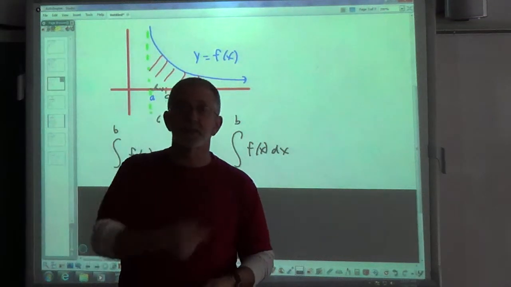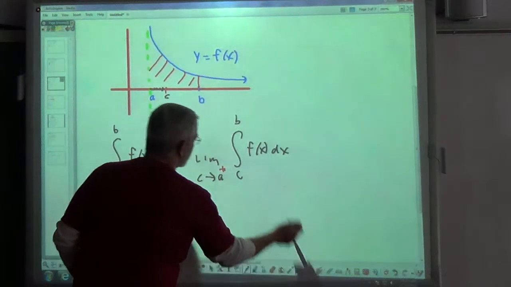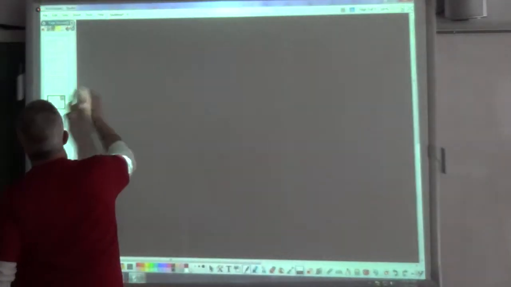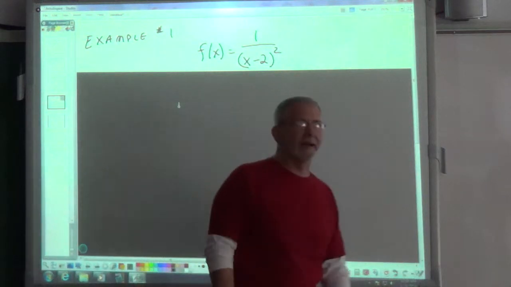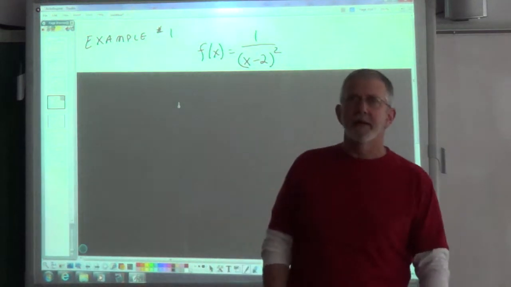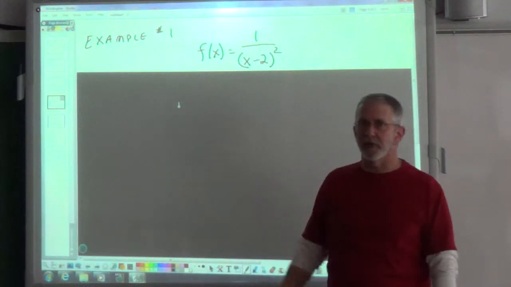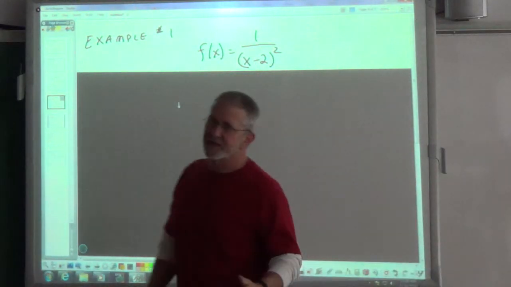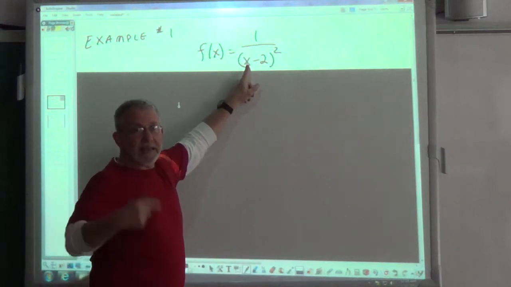Enough of this theory, let's do an example. Example number 1. Let's talk about the function f of x equals 1 over quantity x minus 2 squared. We're going to graph this function. You should be able to graph this easy rational function. The first thing you know is that the domain does not contain 2.